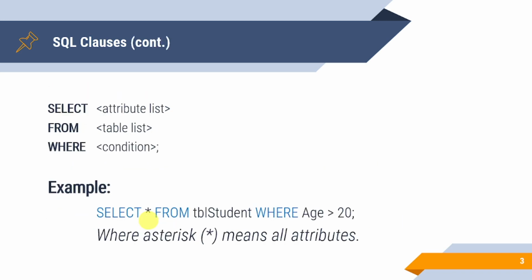So we have an example here on how to use the three clauses, the select, from, and the where clause. As you can see here, select, asterisk. Yung asterisk natin means all attributes or all the columns from a table. So if you use this one, select asterisk from TVL student where age is greater than 20, ibig sabihin, you are going to select all columns from TVL student, kung saan yung age nila ay greater than 20. So let's try it in our table.